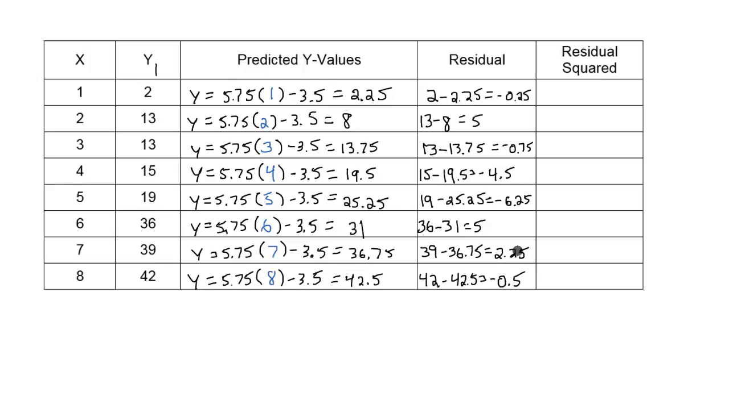After we got our residuals, we're going to go ahead and square each one of those to give us our residual squared. So all I do is take negative 0.25, and I square that. Then I take 5 here, the other residual, and I'm going to square that, which gives me 25. And once again, I'm going to square all these residuals and come up with the rest of my column here.